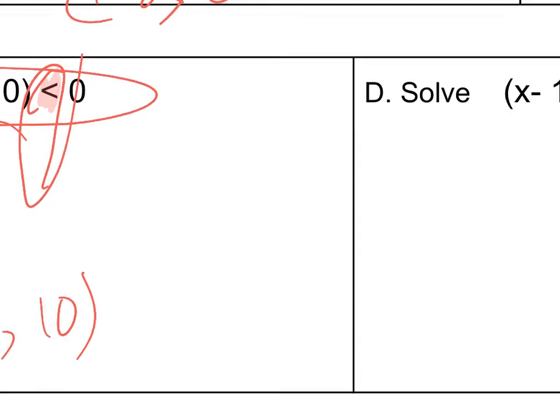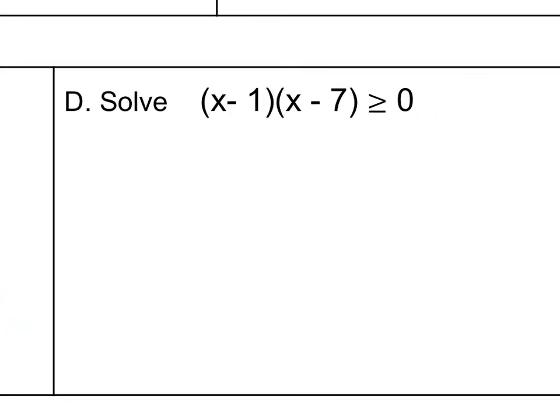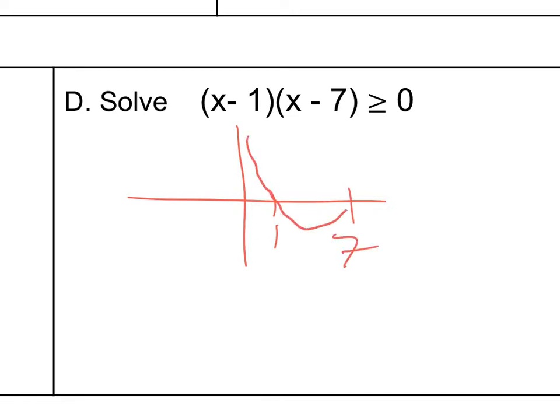And then D is this one here. So let's draw the sketch. x minus 1 times x minus 7. So one x-intercept is 1, the other x-intercept is 7. And this again is a smiling parabola. Okay, and I want to find those values that are greater than or equal to 0.